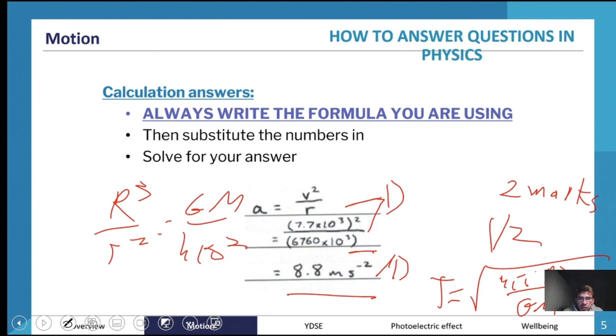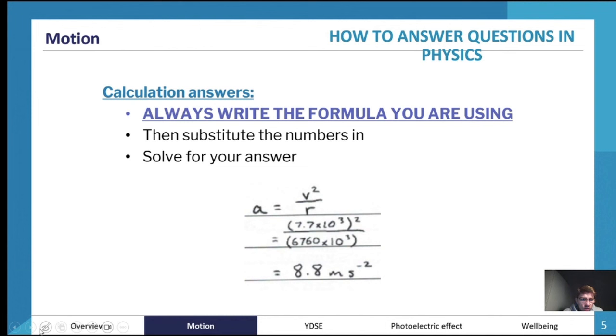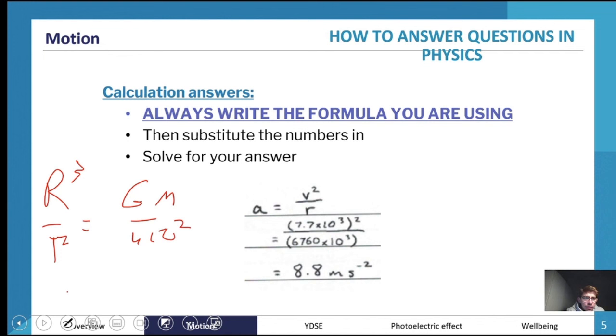Now, examiners don't really have time to spend thinking, oh, okay, so for this formula, has Alex properly rearranged and made T the subject, right? Because you might write 4 pi r cubed on GM and you're going to get obviously the incorrect answer. But if you get the incorrect answer, obviously examiners can't give you that 1 mark there, right? You lose that 1 mark.